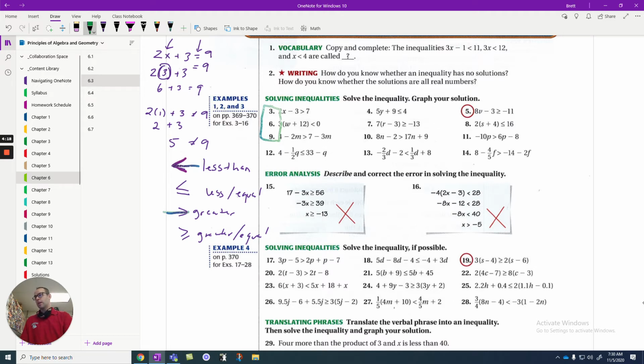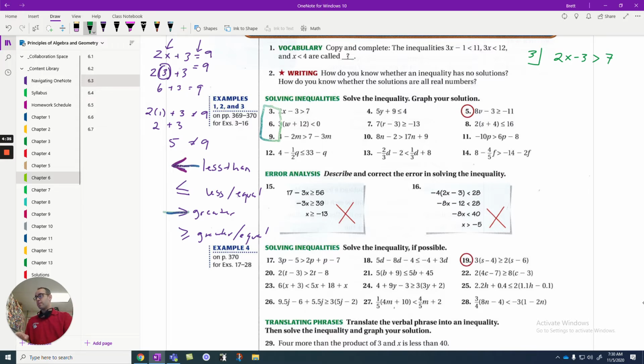So let's take a look at question number 3. This is probably our simplest example. And it says 2x minus 3 is greater than 7. All right. Our goal is to still isolate the x.